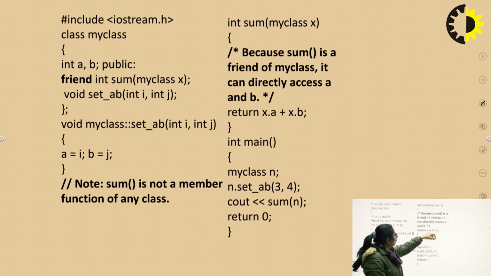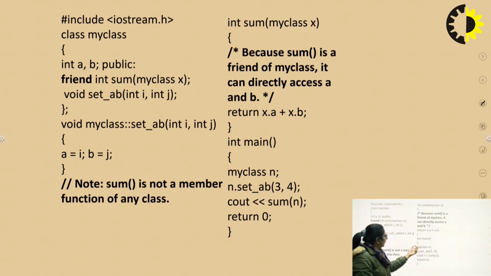Now, whenever we are calling it with x, it will see that x is an object, or x is a variable, of MyClass type. Now, MyClass is the name of that class. It means it is somehow related to the class. Then it will say it's a friend of that class. It will allow you to access that variable.